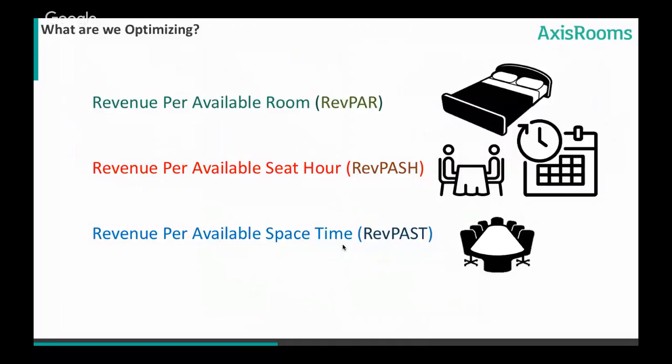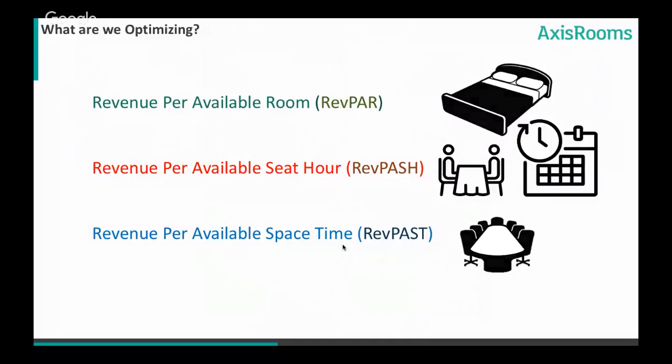Same for meeting space. This is known as RevPAST, revenue per available space time. This is done per available space time, where space is the square meters that we have available of the meeting space and time being the day part, whether that be a full day or a half day. Now, when we're talking about optimizing revenue, we are talking about measuring it in these different ways for the different types of revenue generating departments within our hotel.